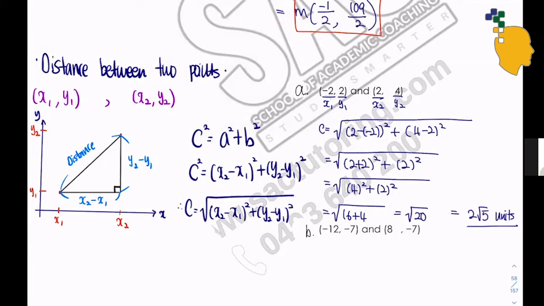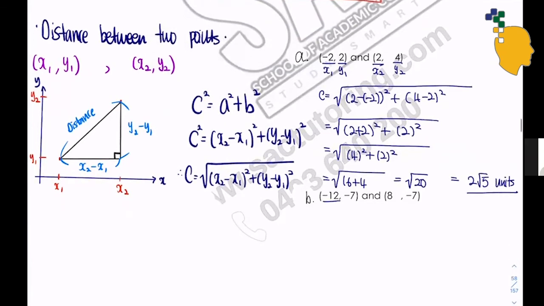Let's move on to question B. We have 2 points here, -12, -7, and 8, -7. So you can label these as x1, y1, x2, y2. So c will be square root of 8 minus -12 squared plus -7 minus -7 squared.